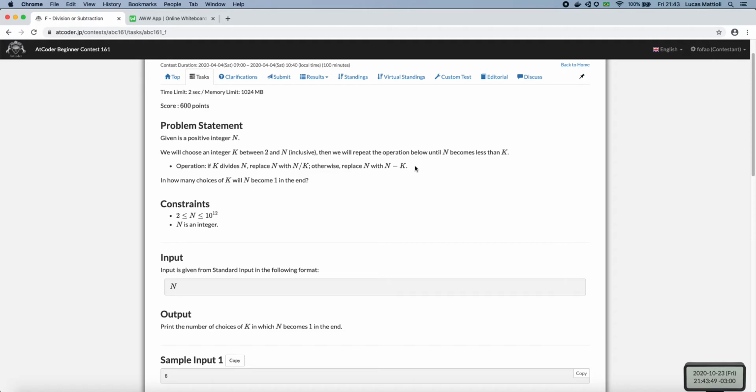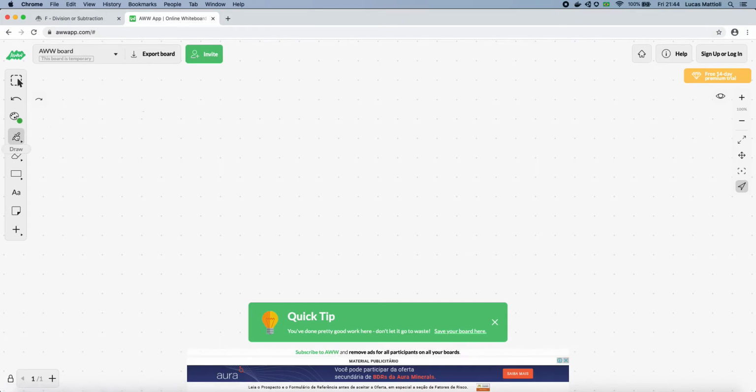So the operation is the following. If k divides n, then we replace n with n minus k. So if we try to think in more practical terms, when we say that k divides n, it means that k is a divisor of n, and n is a multiple of k.